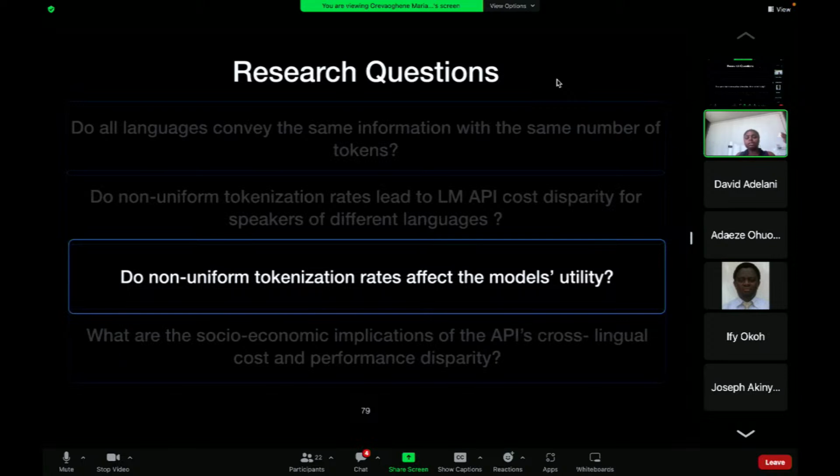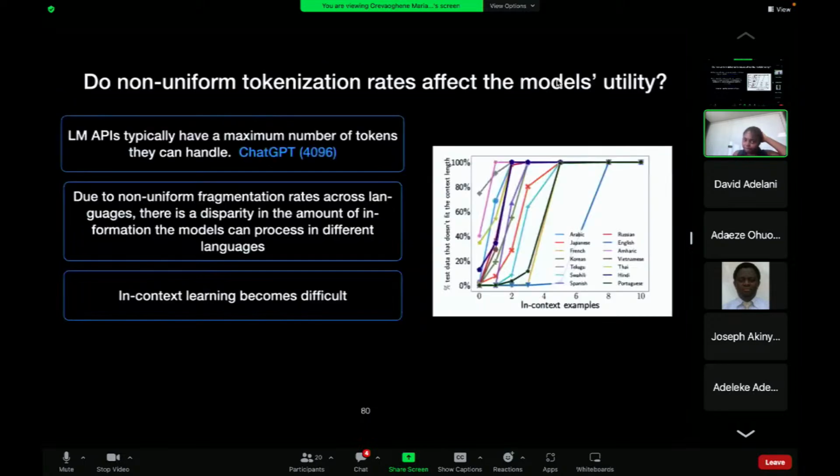So we've established that languages do not convey the same information with the same number of tokens. If you have more tokens, you pay more, irrespective of whatever utility you derive. So now we ask the question: even when we have these non-uniform tokenization rates, how does it affect model utility? Do users still derive utility? Like, okay, you want me to pay 10 times more, okay, I'll pay, but can I still enjoy these models?